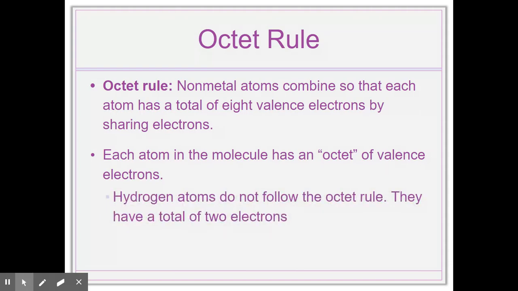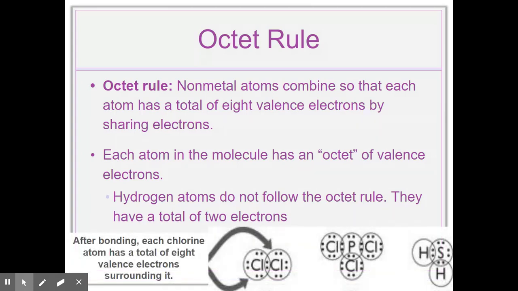Our one exception is hydrogen. Hydrogen atoms do not like to follow the rules. They do not follow this octet rule. They only want a total of 2 valence electrons. So when we are drawing these, we want to make sure that everybody has 8 except for hydrogen. It's always going to have 2.